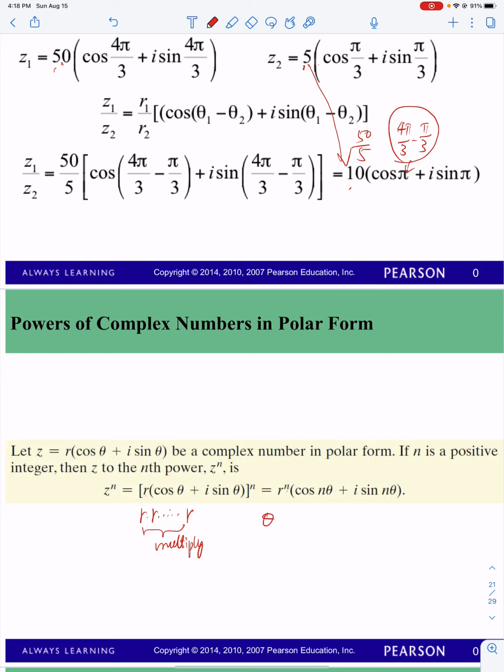At theta, what will you do with the theta? You add. Yeah, you add the angles again. So when you add all these things, it's what? n theta. So this is what you get from there. So g to the n is what? r to the n cosine n theta plus i sine n theta. It's a special form of the multiplication.